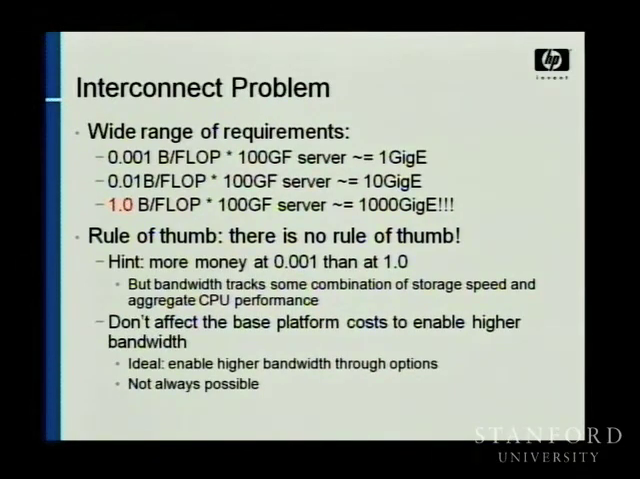So what you'd ideally like to do is not burden the cost of the base server with the desire to have more bandwidth, but let customers buy their way into it. The standard joke is that we want customers to run out of money before we run out of slots. But that's not really true for interconnects. They pervade the system, and it's hard to build a server that gives you all the interconnect bandwidth you would like without affecting the cost of the base unit.